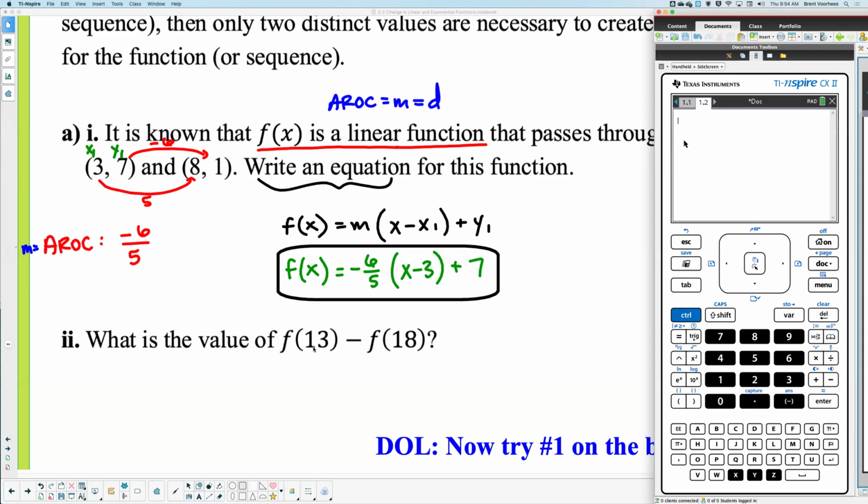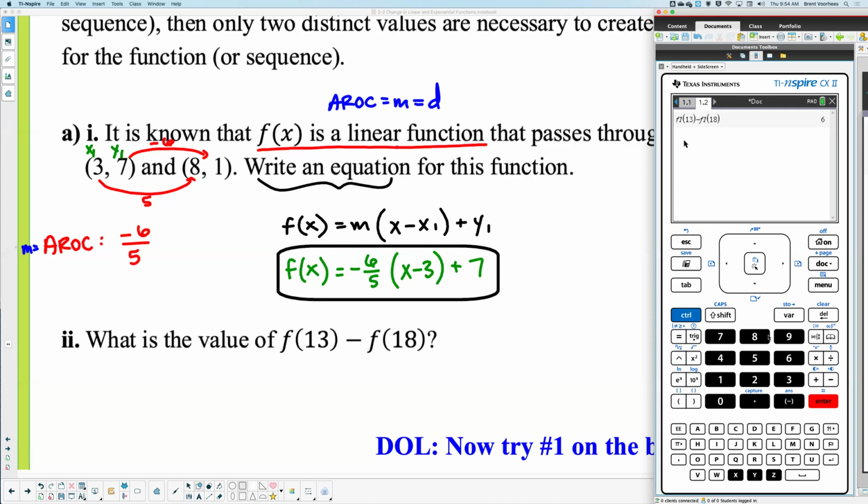And instead of f of 13, what are we actually going to type in? Oh, come on. I've shown you how to do this multiple times. What do you type in the calculator? What is this stored as a calculator as? F1. I want you to type in F1 of 13. And then we will subtract F1 of 18. You can press enter.